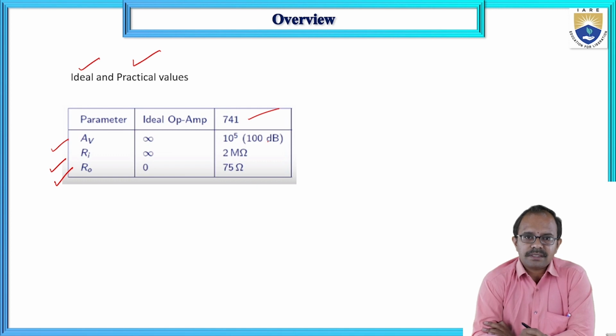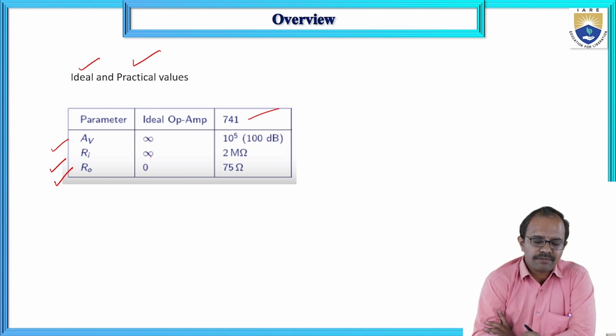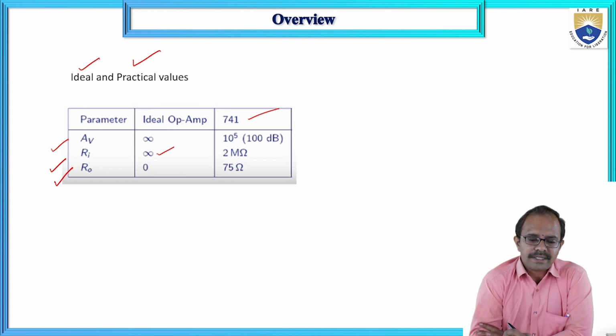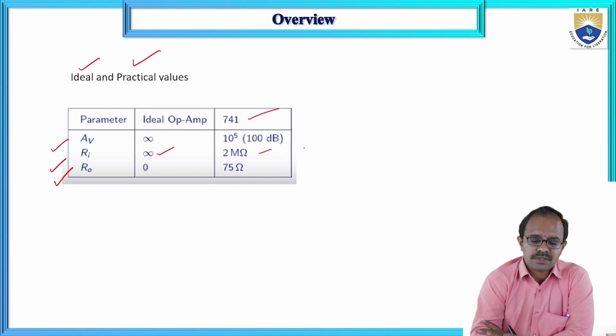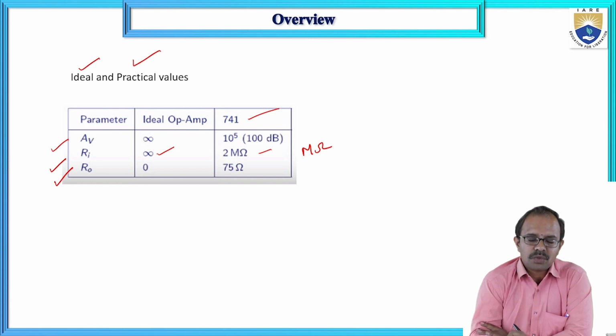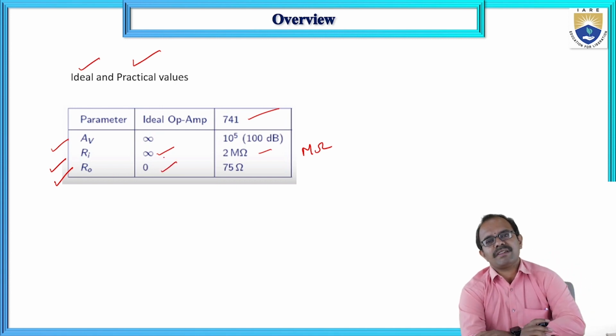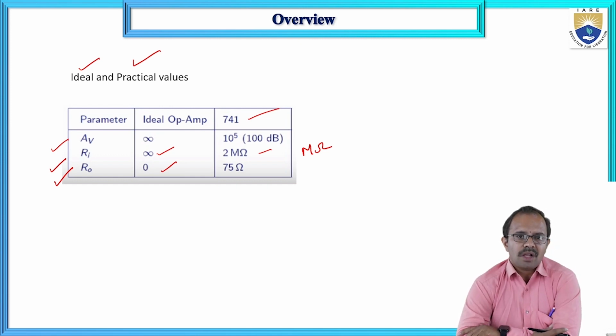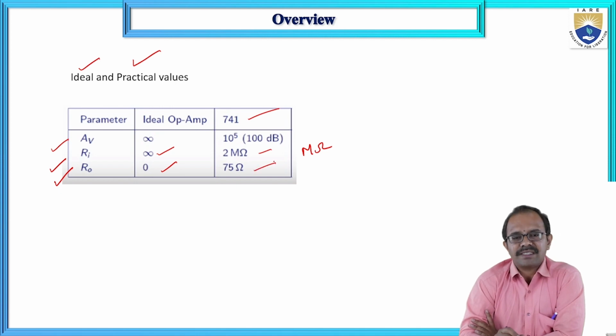Coming to the input impedance, an op-amp usually has a high input impedance, that is infinite in the case of ideal situations. In the practical situation, it will be very high, in mega ohms. One can expect a very high input impedance of the order of a few mega ohms, at least 2 mega ohms. And coming to the output impedance, in the ideal situation it is almost zero, and in the practical situation it is very small but not 0.